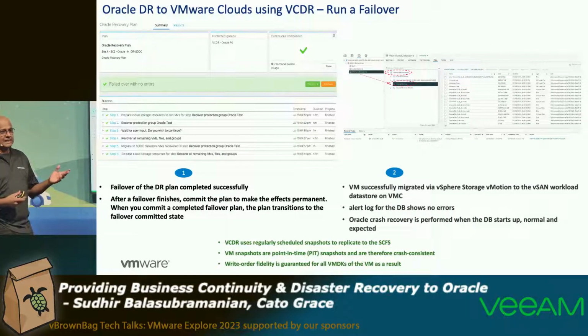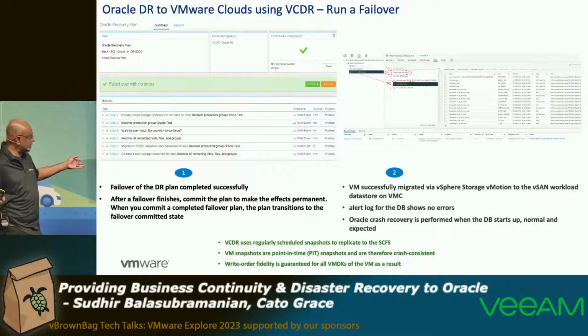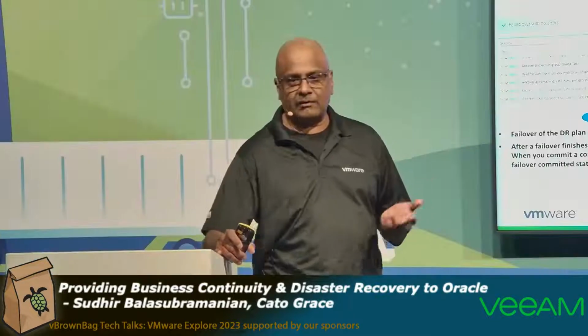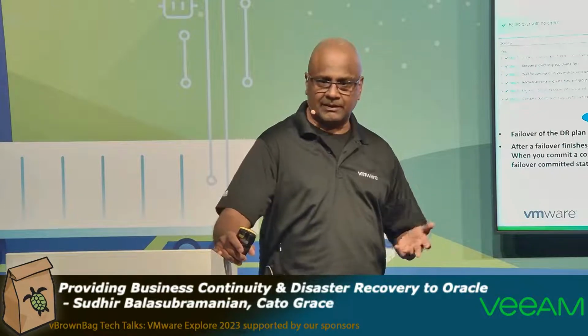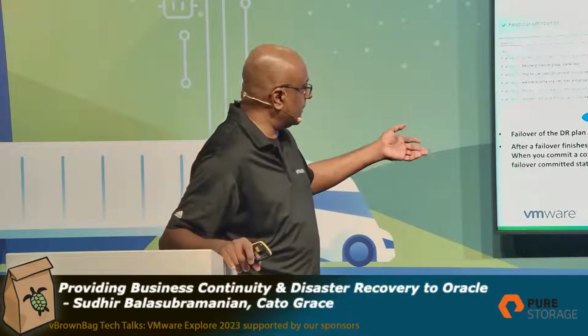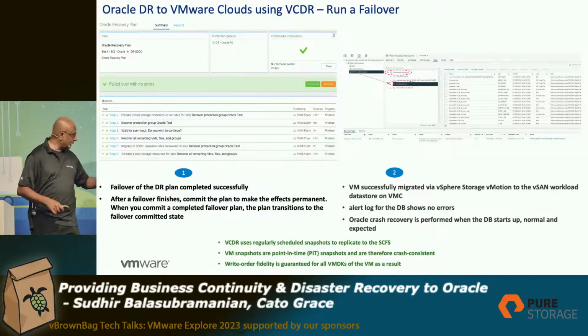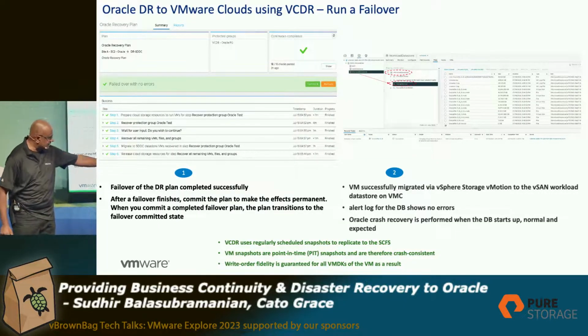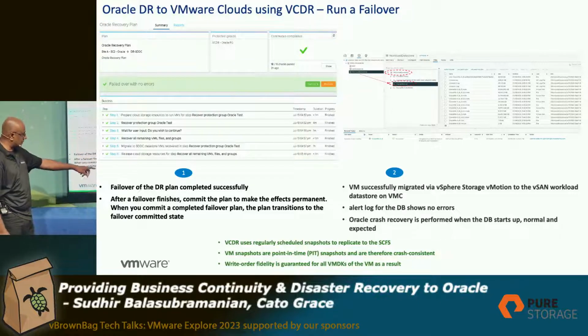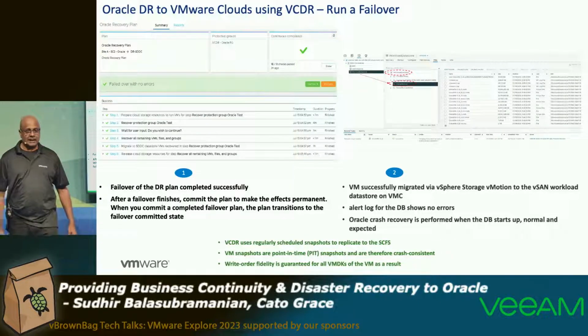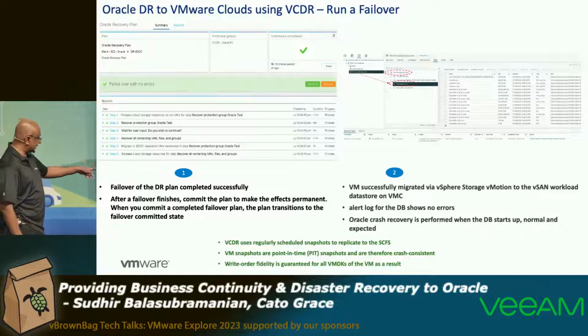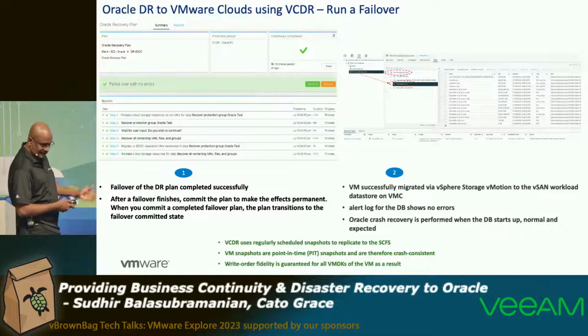If we have to do a VCDR, VCDR works with snapshots, right? Wherein you take snapshots, you send it to the scale-out file system, the SCFS, the Datrium product. And then at some point of time, if you have to restore, you restore from that particular product. Again, the thing to keep in mind, VCDR uses regular snapshots. It replicates to the scale-out cloud file system. It's a point in time, which means, yes, it's consistent. Right order fidelity is guaranteed here as well.